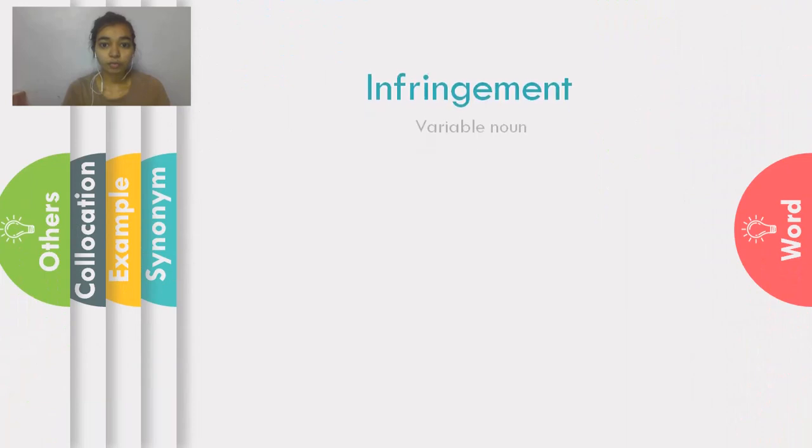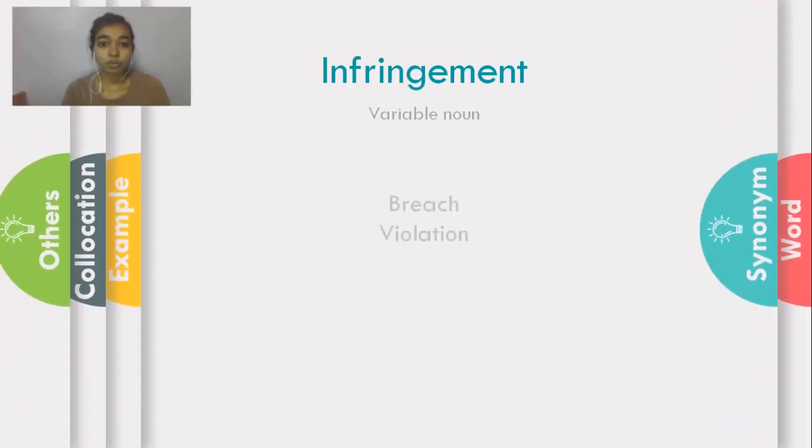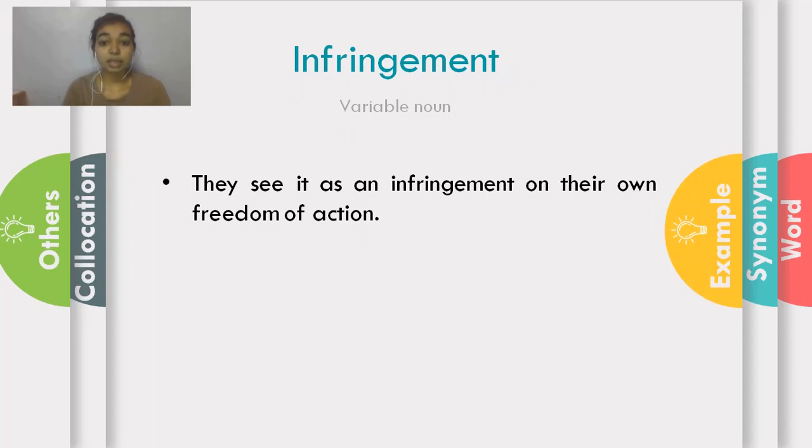Let's move to our third word, infringement. It is a variable noun, and an infringement is an action or situation that interferes with your rights and the freedom you are entitled to. Let's go for the synonyms: breach, violation. The example could be: they see it as an infringement on their own freedom of action.